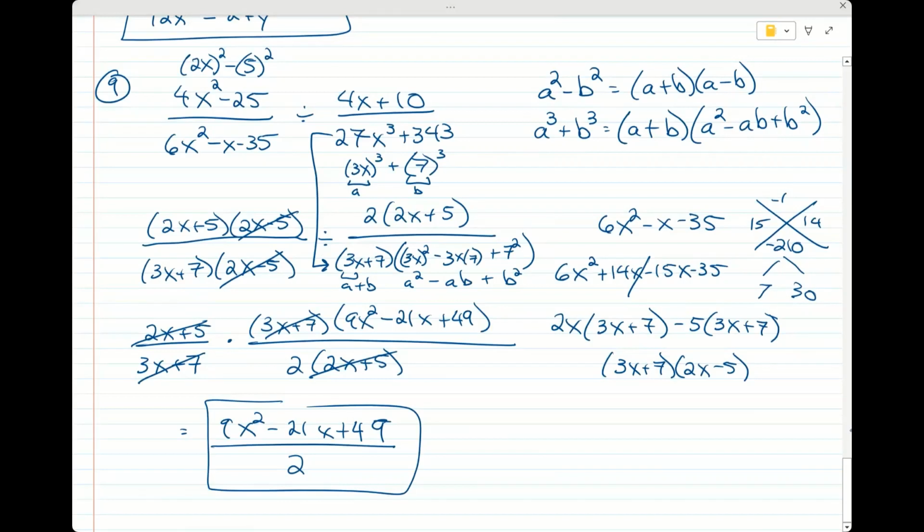So a lot of moving pieces. The more you show your work, the less likely you'll make mistakes. But if you do make mistakes, they give out a lot of partial credit. So there's no pressure with any of this stuff. All right, let's move on to number 10.